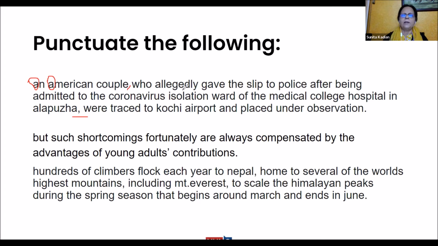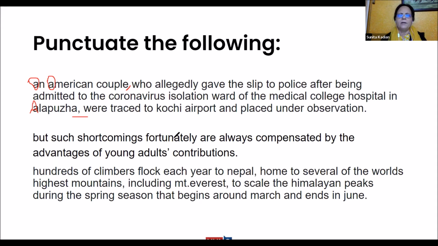So who allegedly gave the slip to police after being admitted to the coronavirus isolation ward of the Medical College Hospital in Alappuzha. So this is the name of a place, so this also should start with a capital A. So this comma goes with this comma, right? You place a comma here and then a comma here. So this is all additional information about the sentence: an American couple who were traced to Kochi airport and placed under observation, right? Simple sentence.